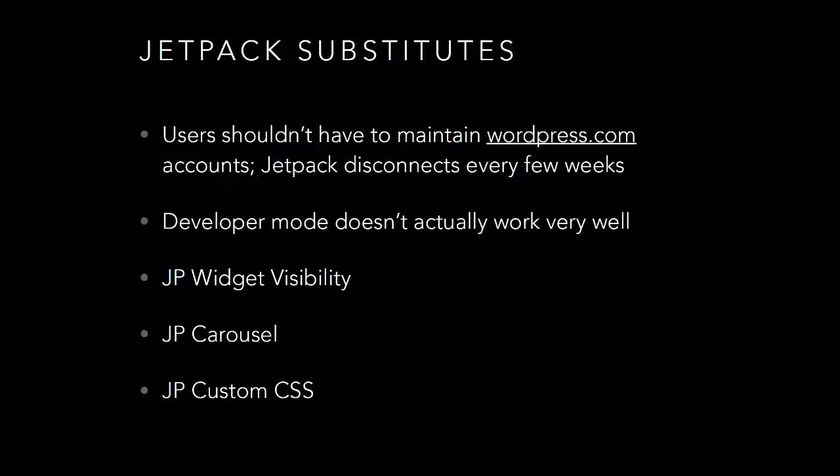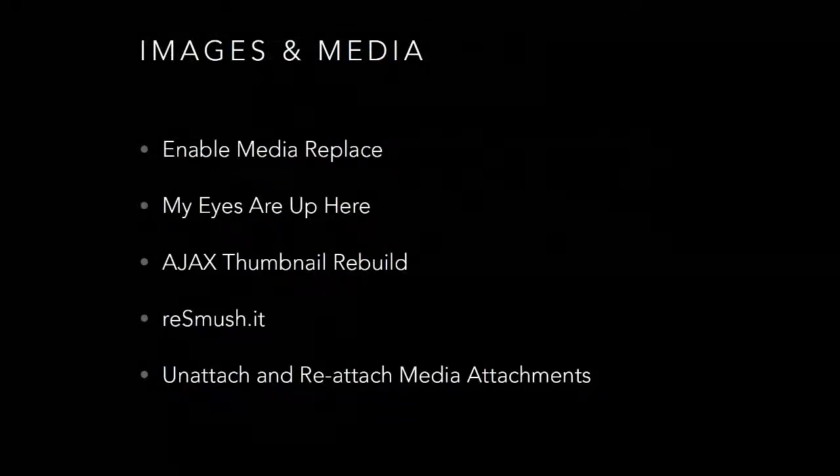And so there's a developer mode that will, in theory, let you use Jetpack without having to talk to WordPress.com, but it doesn't work very well in my experience. So there's a bunch of Jetpack substitutes that are available on WordPress.org, and they're all prefixed with JP. You take the individual features that you want out of Jetpack and look for the substitute plugin, and it's usually there. My favorites that I use all the time are widget visibility, the image carousel, and the custom CSS. So those are kind of the usual suspects.